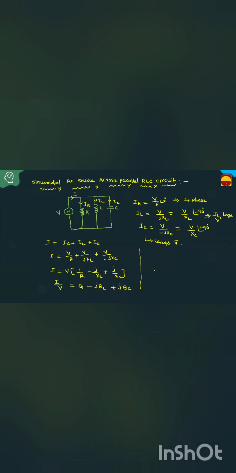Shall I write like this? You bring this I into the denominator of V, students. That is I by V equal to G plus j into, take j common now. The first term I am writing is BC, the next term minus BL. What is I by V? That is 1 by Z, which is G plus j into BC minus BL. What is 1 by Z, friends? That is admittance. This is the admittance calculation of parallel RLC: G plus j into BC minus BL. Is it correct?